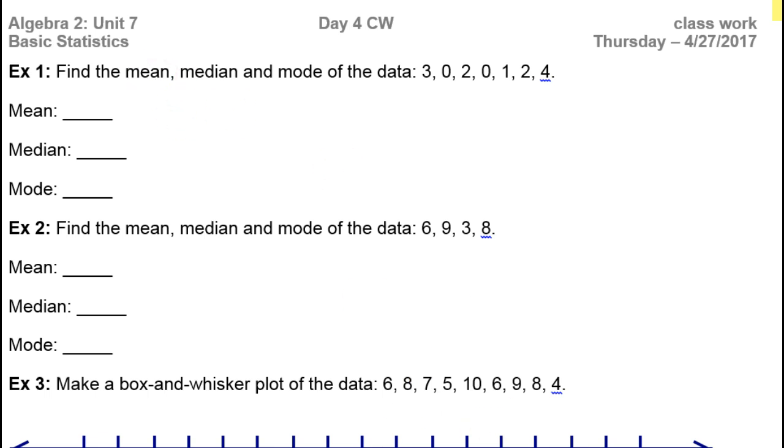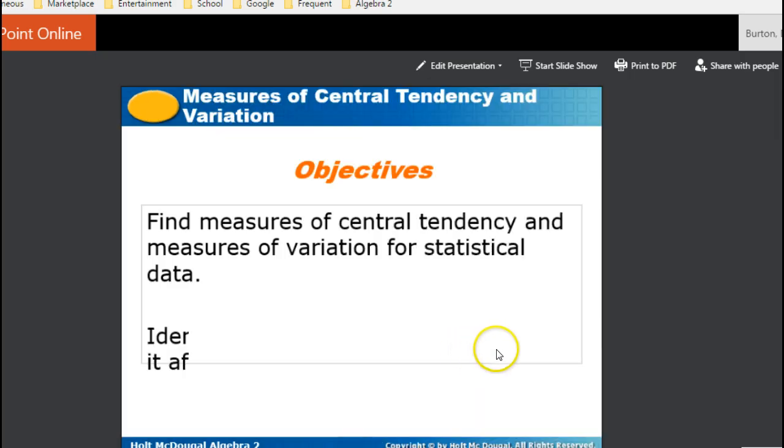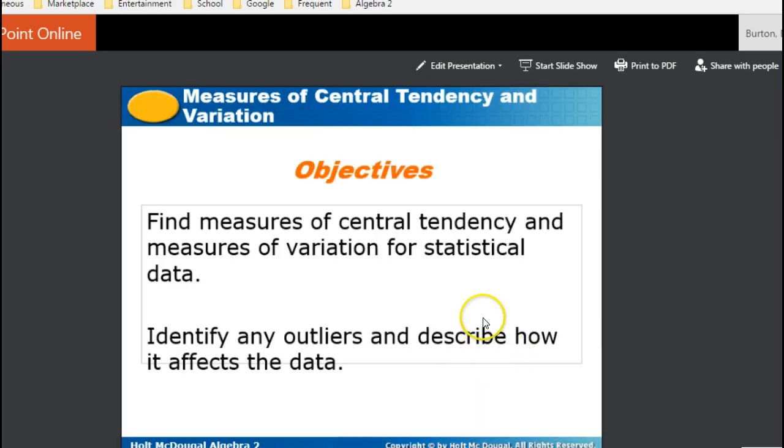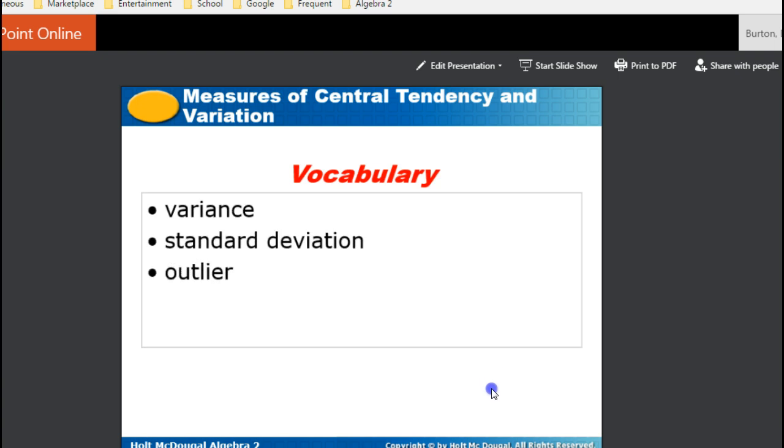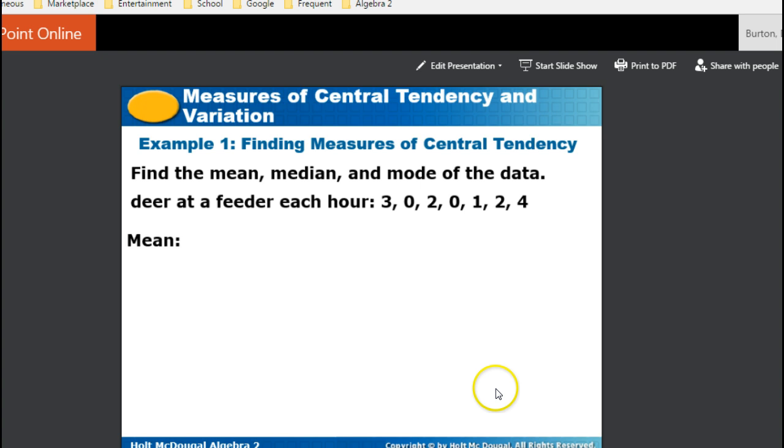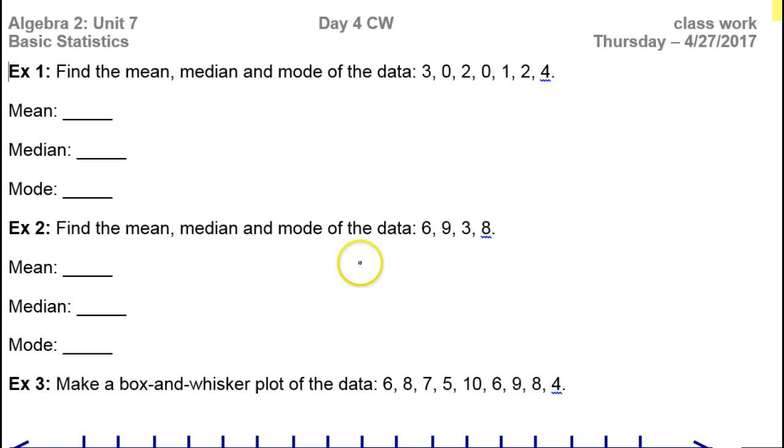So if you're finding the mean, all right, these are all called measures of central tendency. Of course, if you're finding the mean, you're just adding them up and dividing by how many items you had. So in this case, it should have been 1.7.